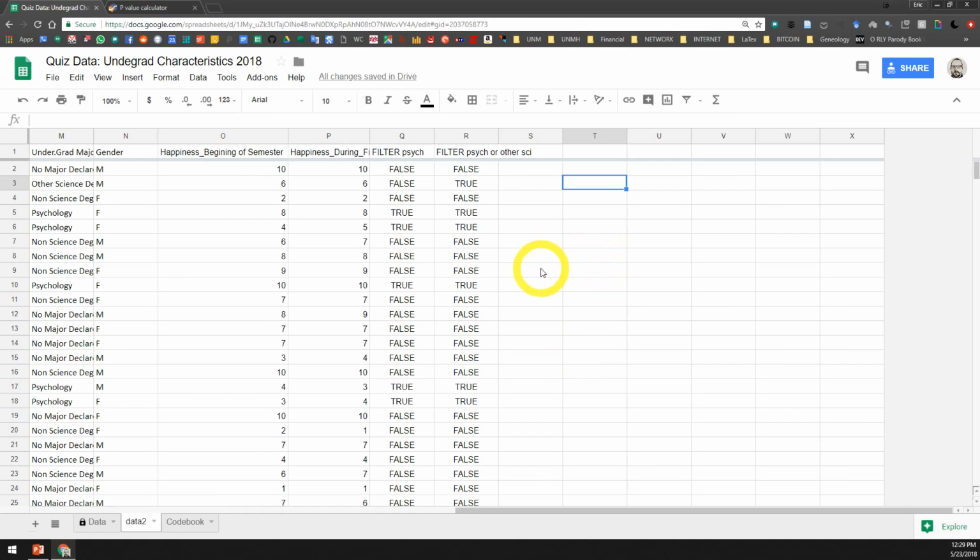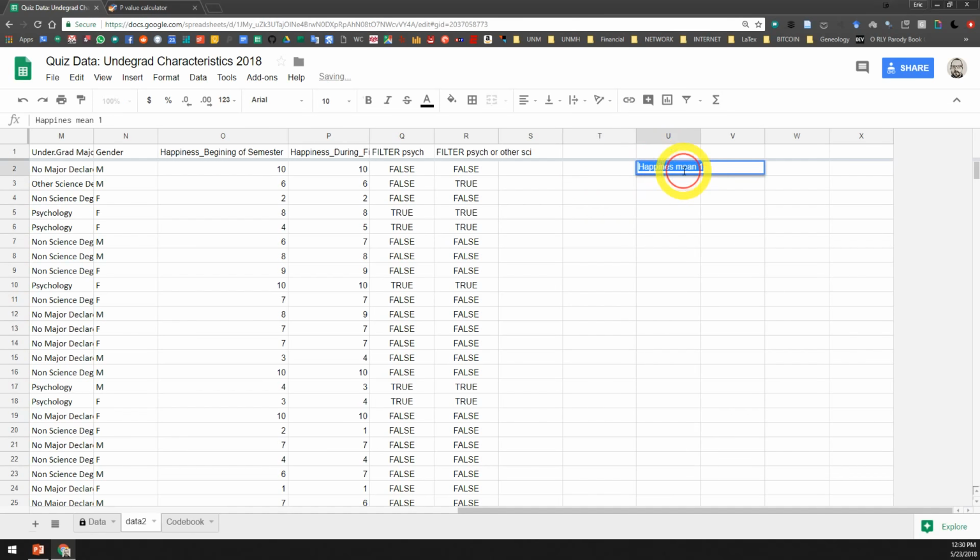So let's just go ahead and write the things. Let's say we want to get the mean for, let's use this variable happiness at the beginning of the semester. So we're going to say happiness mean 1, 1 just indicating that this is the start of the semester. Actually, let's just say happiness 1, meaning start.